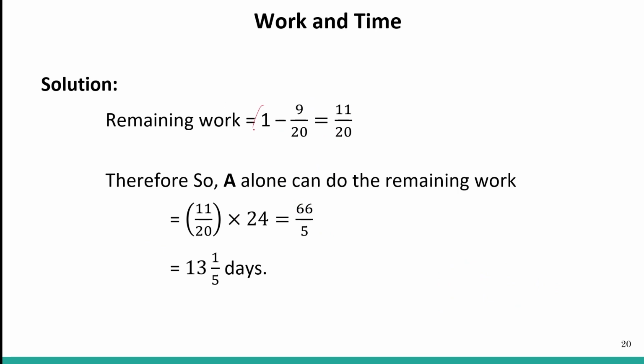So the remaining work will be 1 minus 9 by 20, which is equal to 11 by 20. So this much amount of work is remaining. Therefore A alone can do the remaining work in 11 by 20 into 24. So cumulatively it will be 66 by 5. Okay. So that is 13 whole and 1 by 5 days. So only this option is correct.